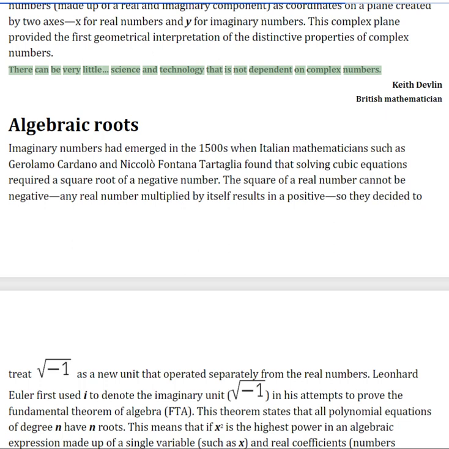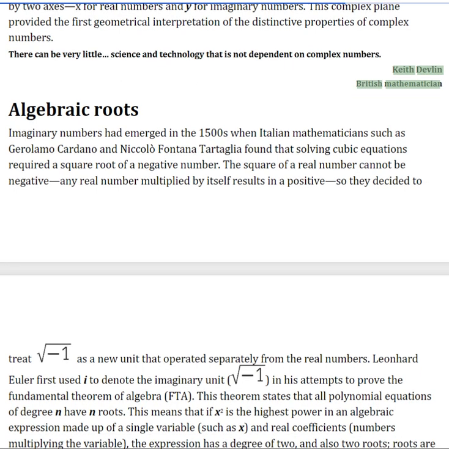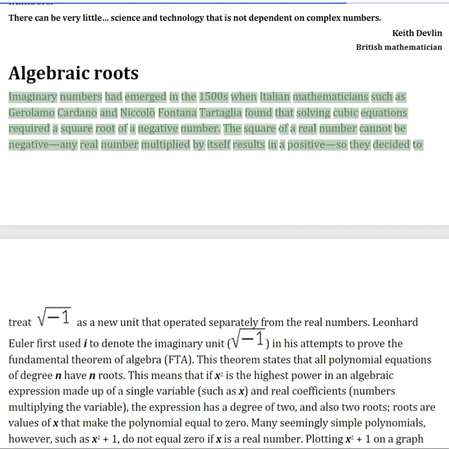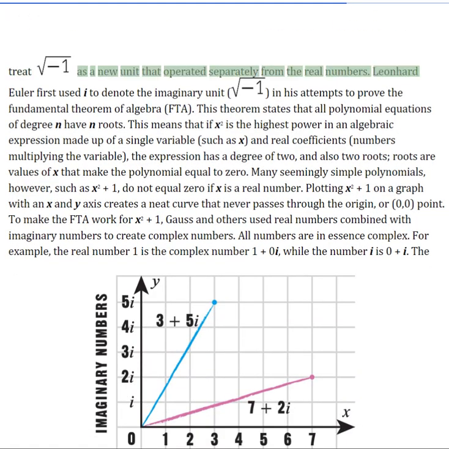"There can be very little science and technology that is not dependent on complex numbers." Keith Devlin, British mathematician. Algebraic roots. Imaginary numbers had emerged in the 1500s when Italian mathematicians such as Girolamo Cardano and Niccolò Fontana Tartaglia found that solving cubic equations required a square root of a negative number. The square of a real number cannot be negative. Any real number multiplied by itself results in a positive, so they decided to treat it as a new unit that operated separately from the real numbers.